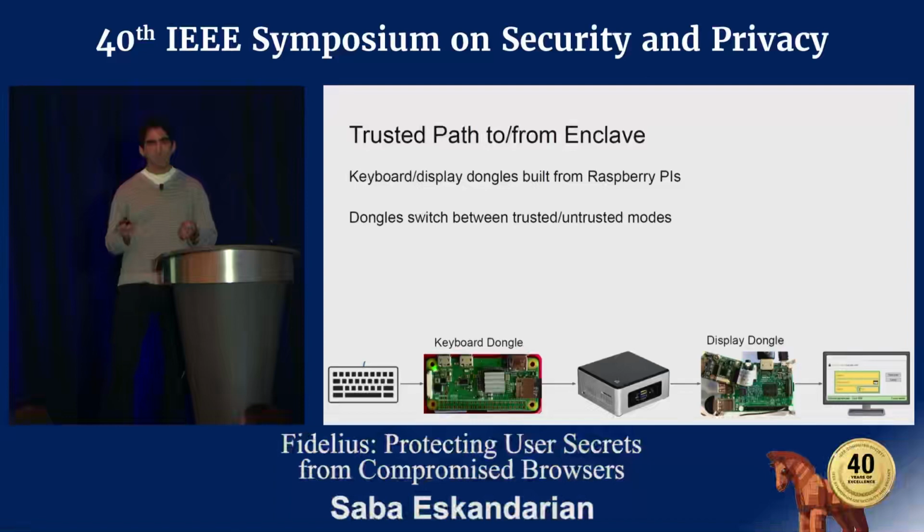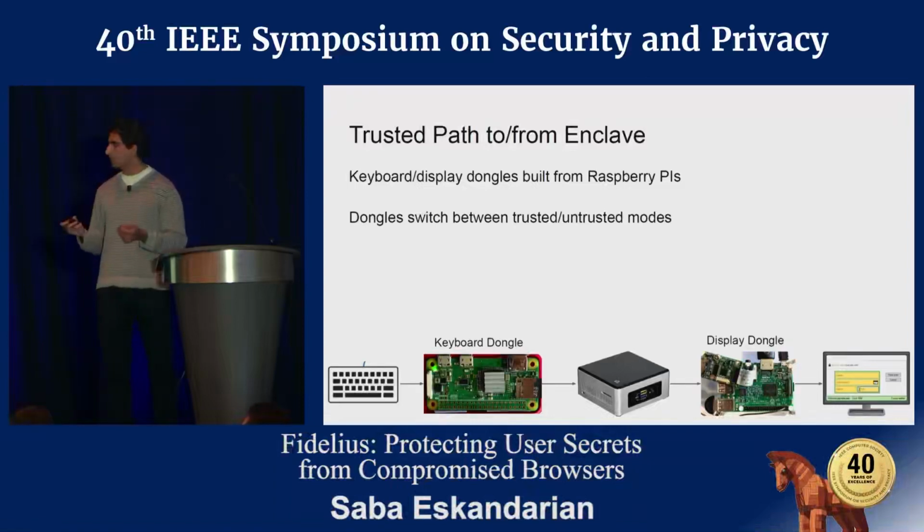We built these dongles out of Raspberry Pis and attached them to off-the-shelf keyboards and displays. I want to point out that Raspberry Pis were actually really overkill for this project. They're just good for prototyping and quick development. In practice, we could use much weaker processors than Raspberry Pis to do this, and the reason, as you'll see, is that what the dongles really do is allow these devices to switch between trusted and untrusted modes.